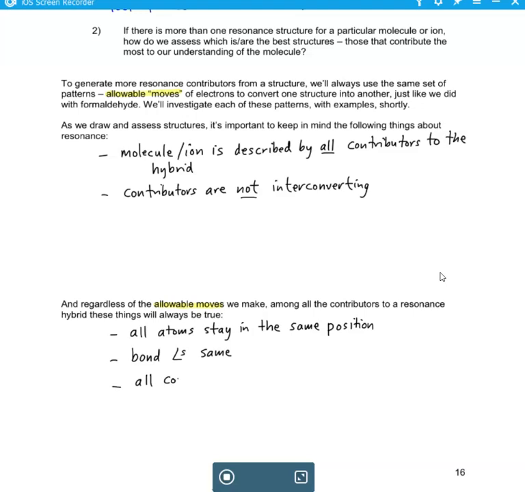Finally, all the contributors to a particular hybrid have to have the same net charge. So they have to have the same net charge. This makes sense because they all have the same number of valence electrons. We're not putting new electrons in or taking electrons out. We're just drawing them in different places within the structure. So as such, they all have to have the same net charge.